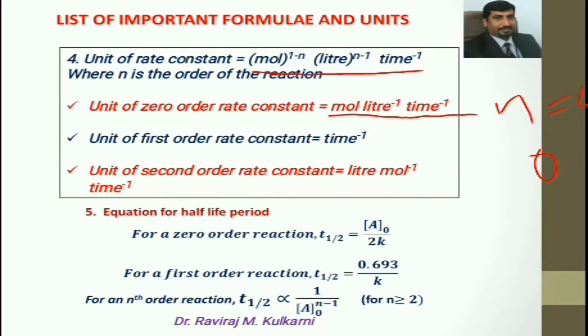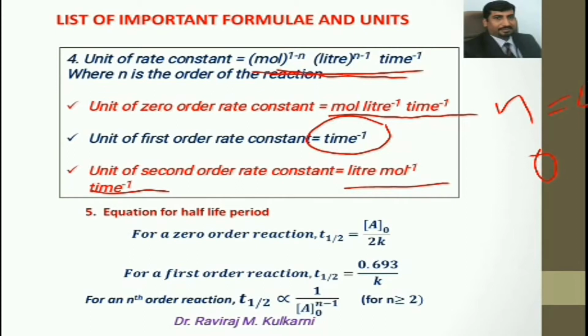So in this equation, mole raised to 1 minus 1, liter raised to 1 minus 1, per time. So what is left here? Per time. For first order reaction, the rate constant unit is per time, or per second or per minute, whatever it is. For the unit of second order rate constant, you substitute 2 here, you get liter per mole per second, or per minute, per time.